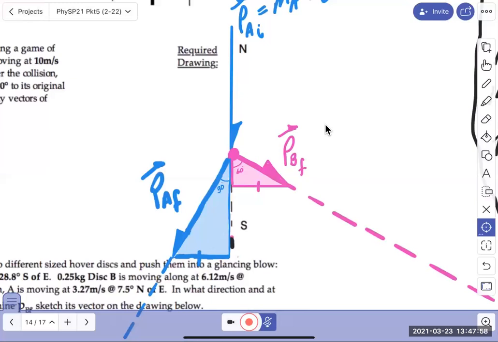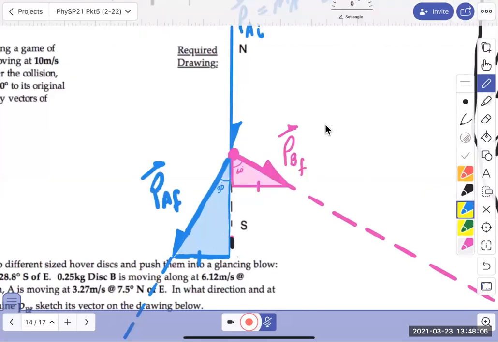Okay, very good so far. But now we've got to give numbers to everything. We know this is MA VA final. We know that is MB VB final. But now we've got to know what all those variables are. But hold on a minute. We catch another break here.